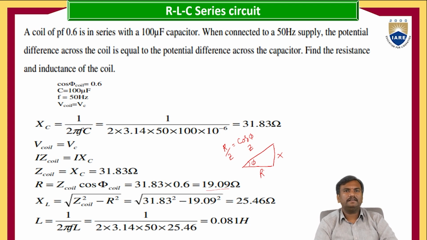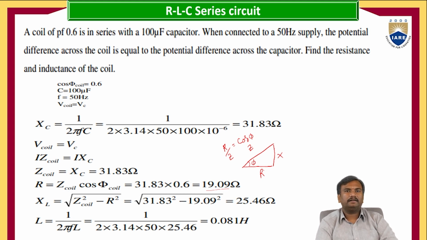After getting the resistance, from the impedance formula, impedance Z is equal to square root of R square plus XL square. By using that formula, we rewrite it as XL is equal to square root of Z square minus R square, where Z value is 31.83 square minus R square is 19.09 square, which is equal to 25.46.